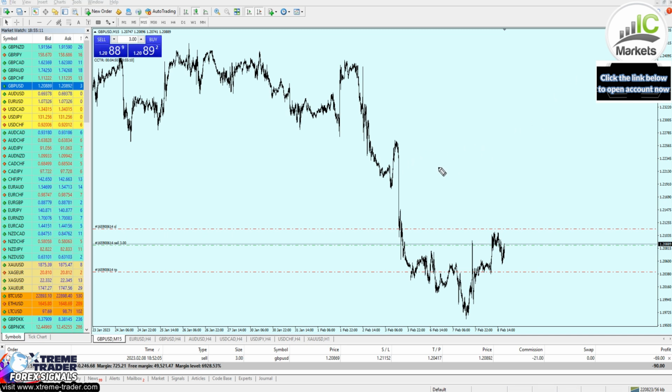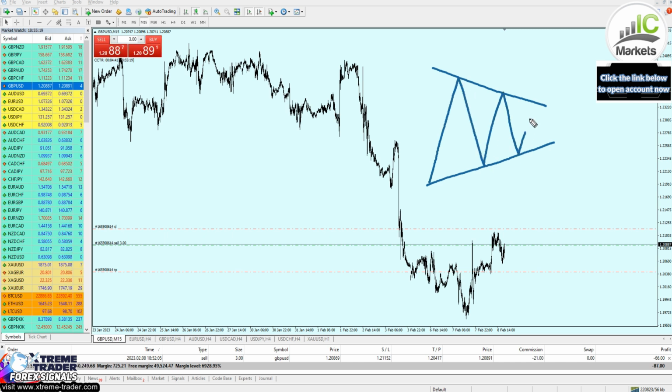First of all, what we need to find, my friends, is a triangle, and we need to spot a ranging market inside of this triangle. What we will do next is simply wait for the breakout to happen, and then we will trade the retesting of the level, which means we are going to place a sell order if the market makes a bearish breakout from that support trend line.